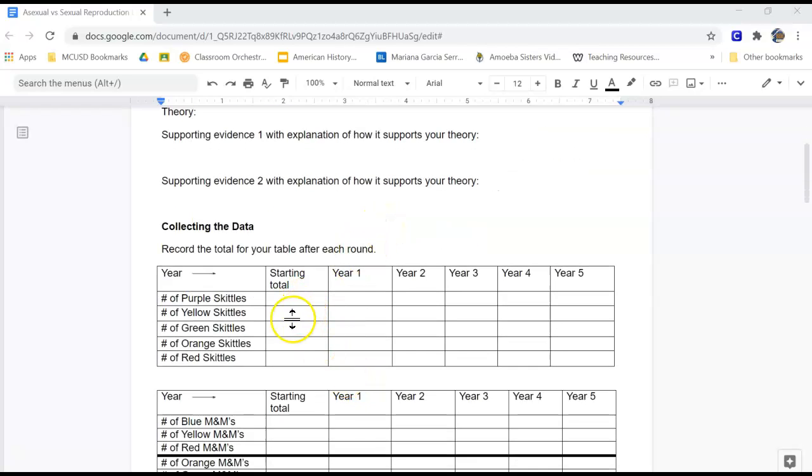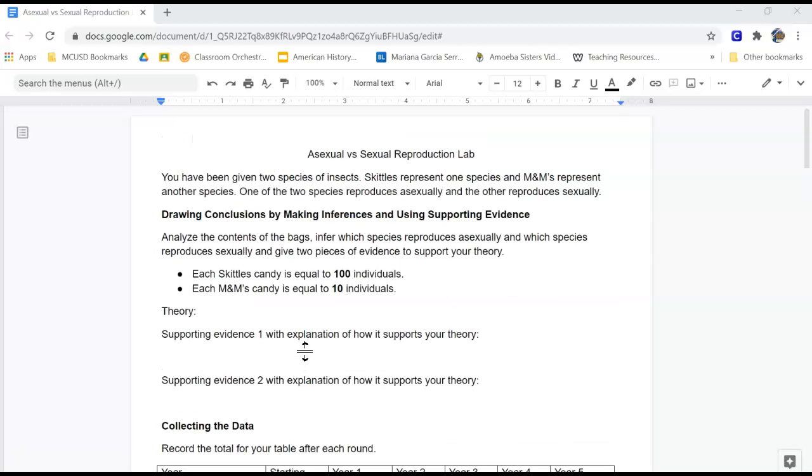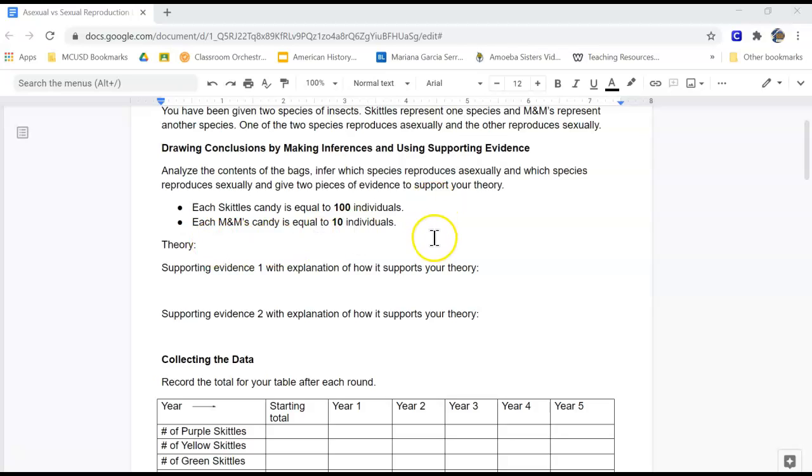So for your Skittles, if you do not have a fun-sized bag of Skittles laying around your house, then you will need to fill in 2 for the number of purple Skittles, 3 for the number of yellow Skittles, 4 for the number of green Skittles, 1 for the number of orange Skittles, and 2 for the number of red Skittles.